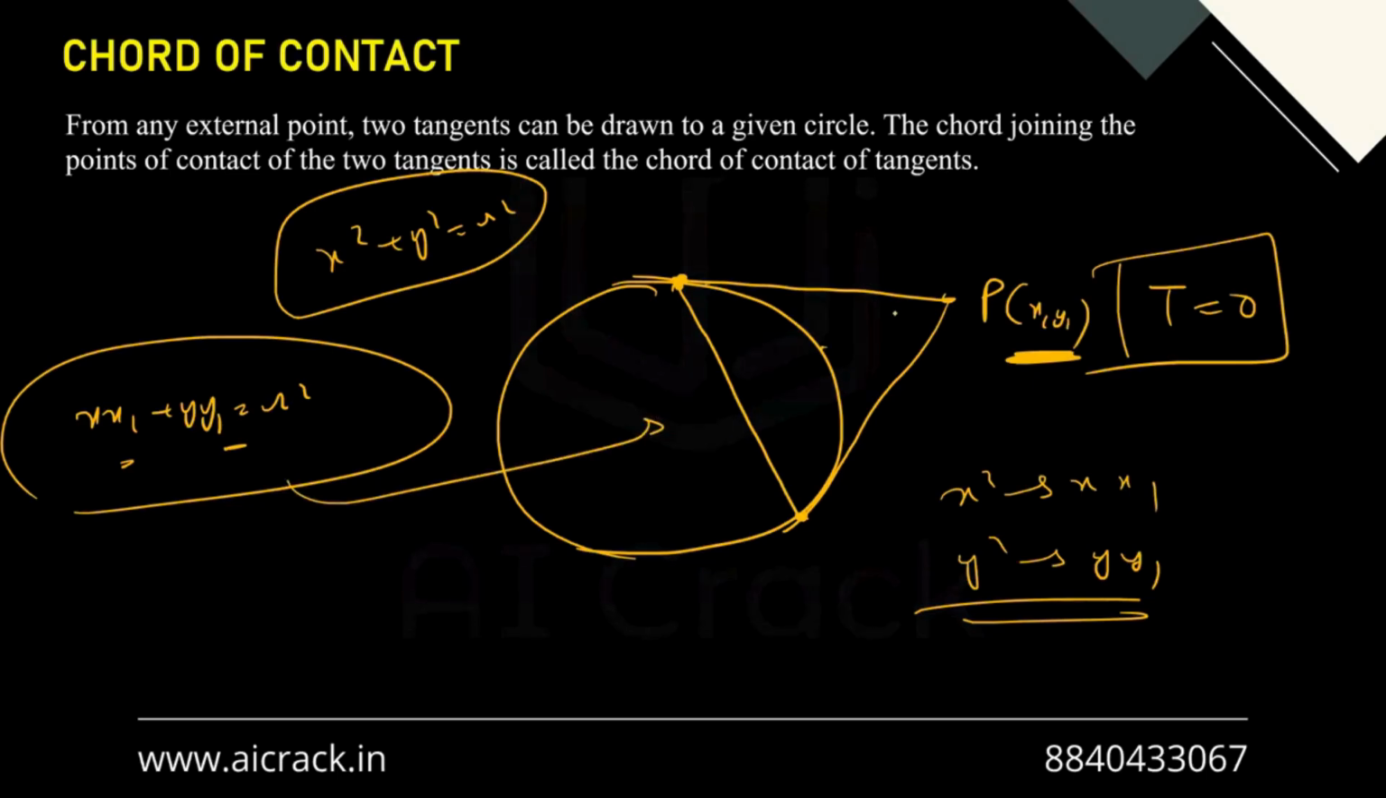Now you can also visualize this in this particular manner. If I move this point towards the circle, I'll be getting tangents like this, and the chord of contact would shift. If I move this point over here, I would be getting tangents like this, and the chord of contact would shift. If I move this point onto the circle, I'll be getting the chord of contact as a tangent only, right? So that is why this notation is the same for both cases. T equals 0: if you are using x1, y1 as the external point, we get the chord of contact. If you use x1, y1 on the circle, we get the equation of tangent.